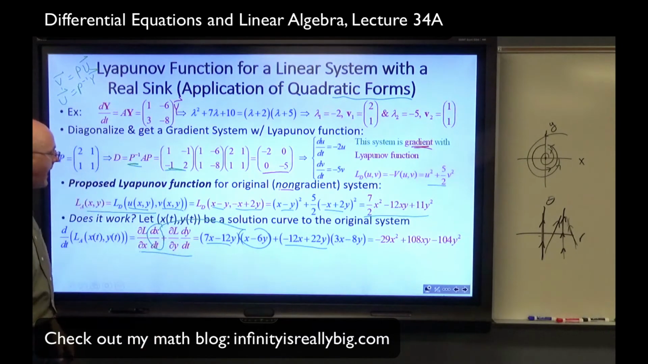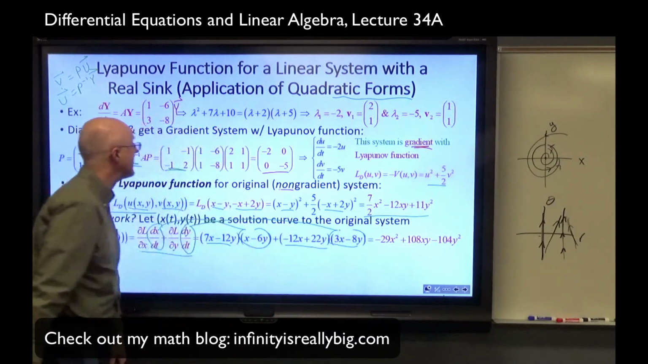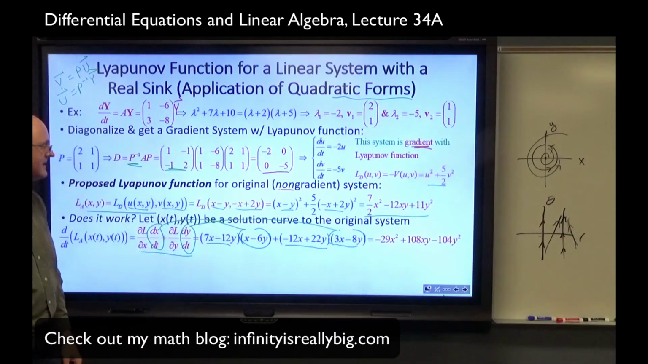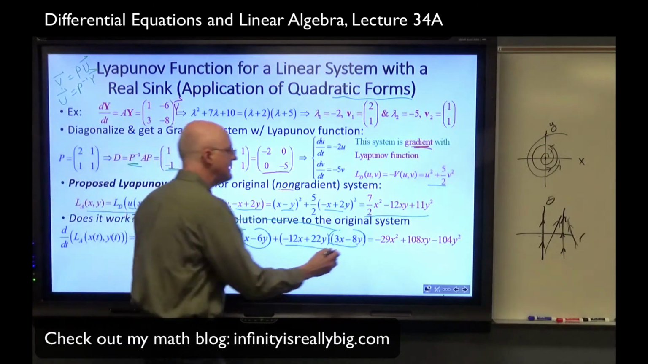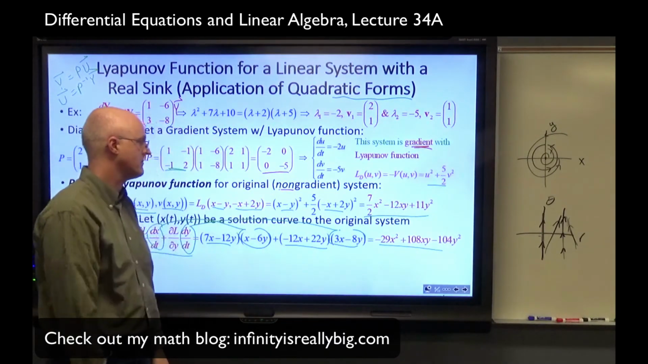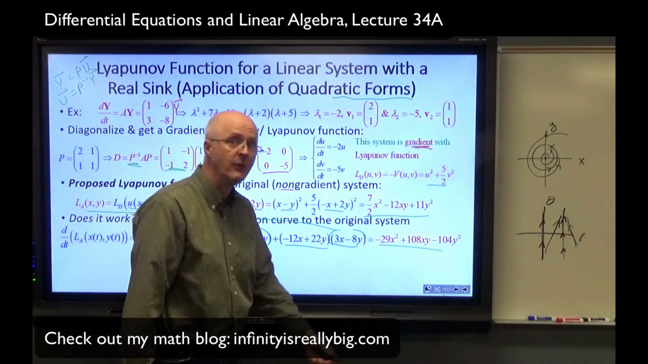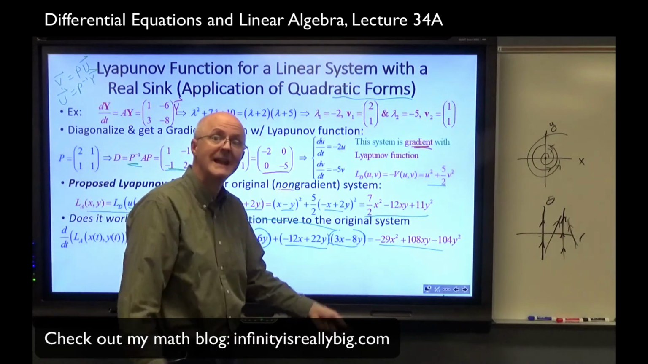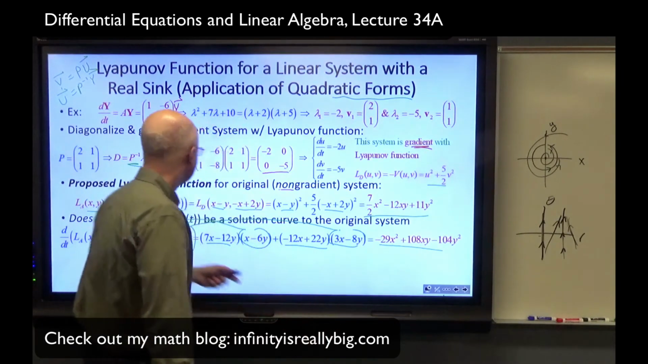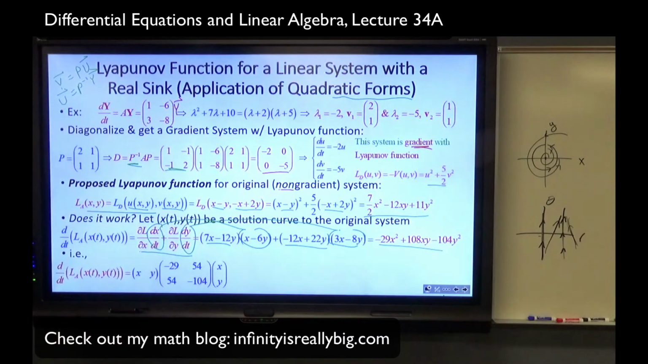Notice the first row of A. dy/dt for the original system is 3x minus 8y. Notice the second row of A. Multiply that L out, you get this. Double check that. Take the time to do that. That's also a quadratic form. It's going to be negative definite. It only equals 0 when x and y are both 0. It's negative otherwise. This is going to be a Lyapunov function. Its derivative along solution curves will be negative.